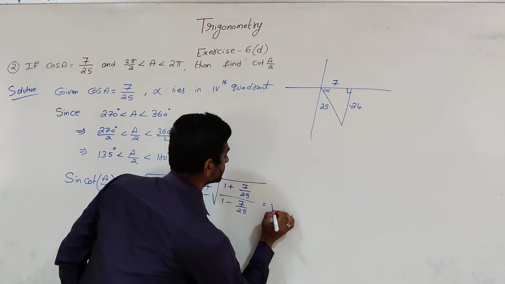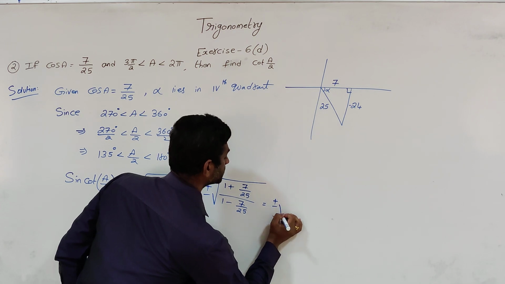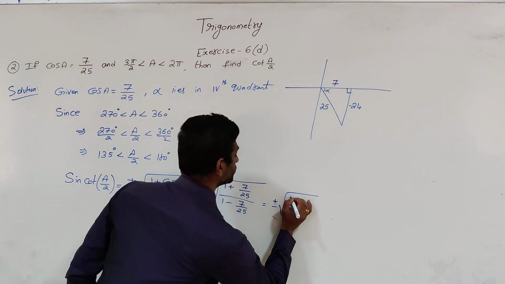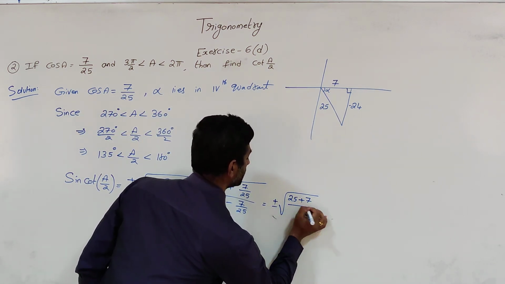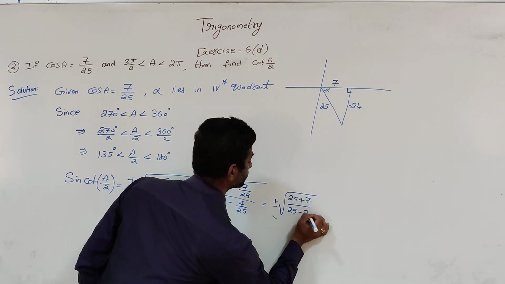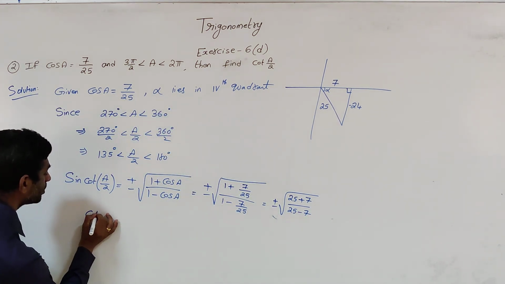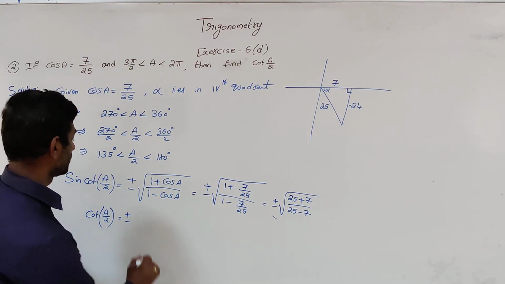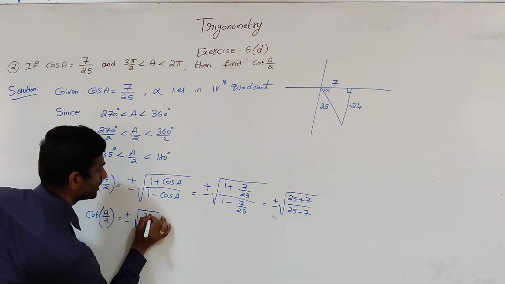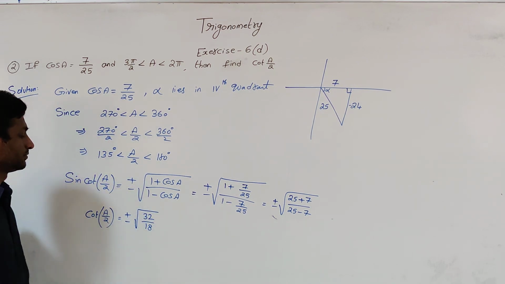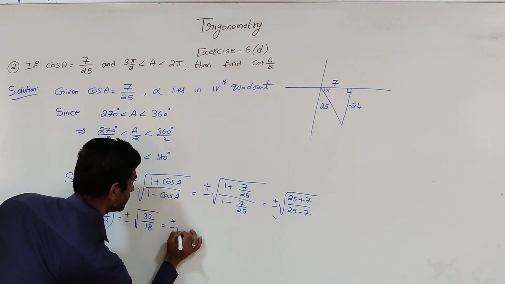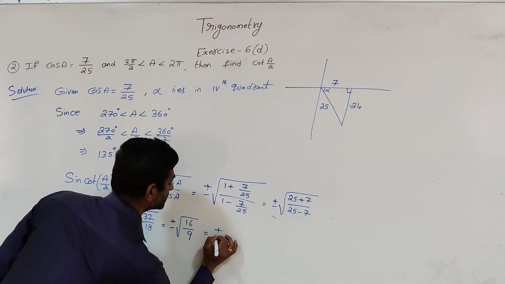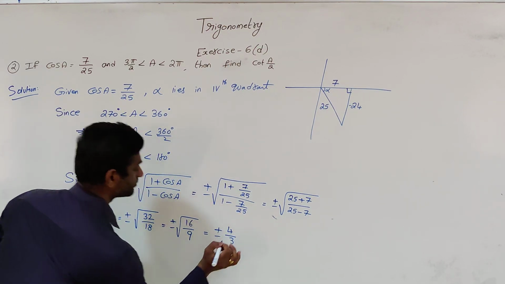If you simplify plus or minus under root of 25 plus 7 by 25 minus 7, that means cot of a by 2 will be plus or minus under root of 32 by 18, or plus or minus under root of 16 by 9, or we can have plus or minus 4 by 3.